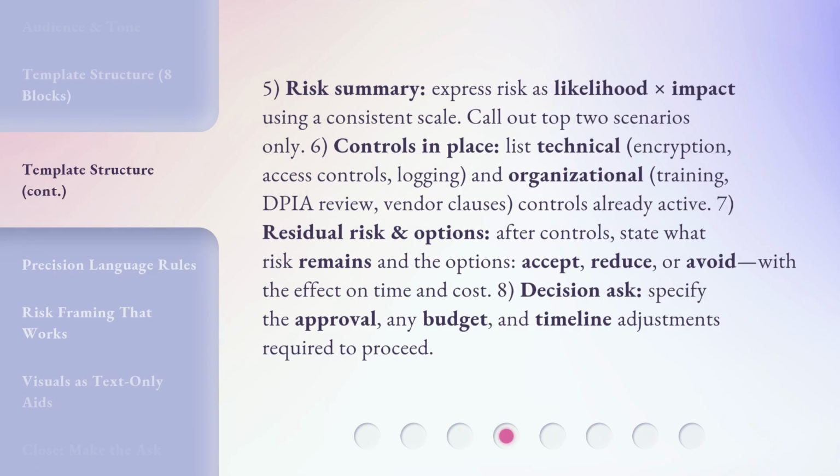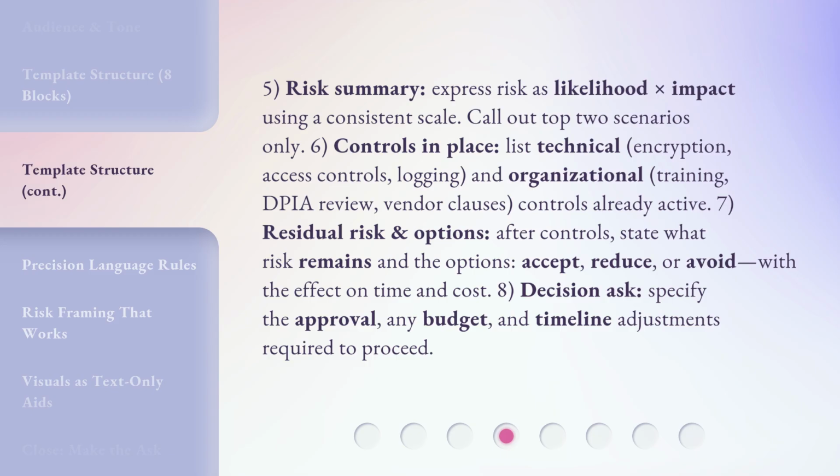5. Risk summary. Express risk as likelihood times impact using a consistent scale. Call out top 2 scenarios only. 6. Controls in place. List technical, encryption, access controls, logging, and organizational. Training, DPIA review, vendor clauses.